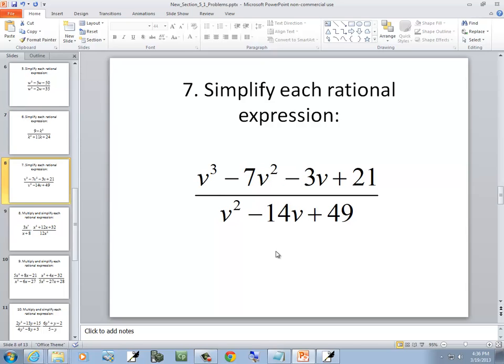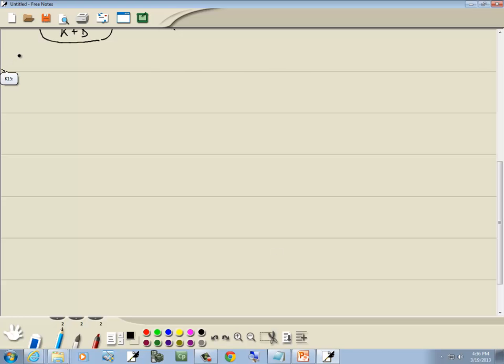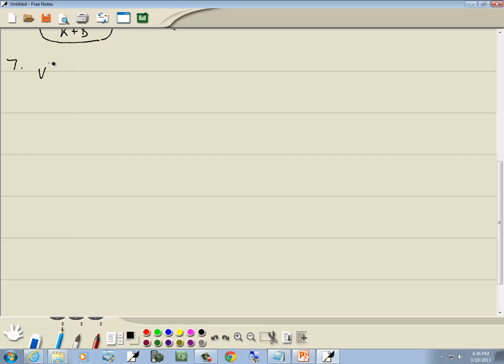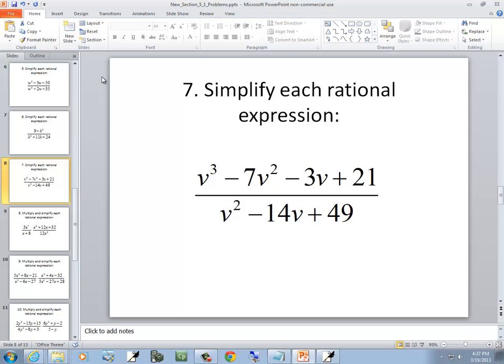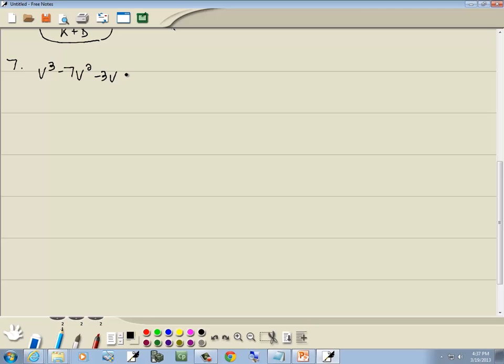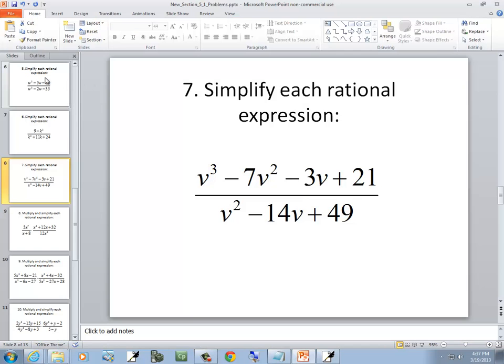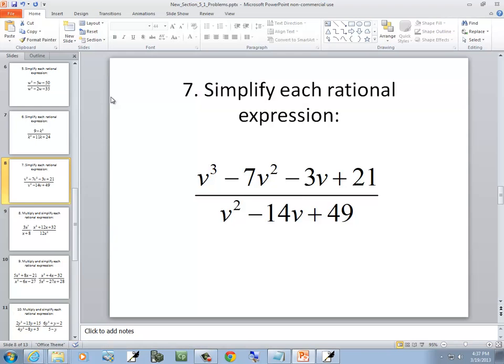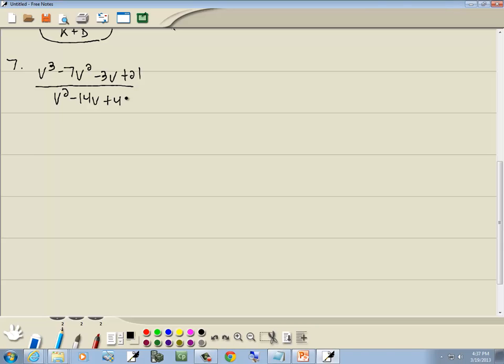Let's take a look at this one. I got v to the third minus 7v squared minus 3v plus 21, over v squared minus 14v plus 49. And same instructions, I want to simplify it.